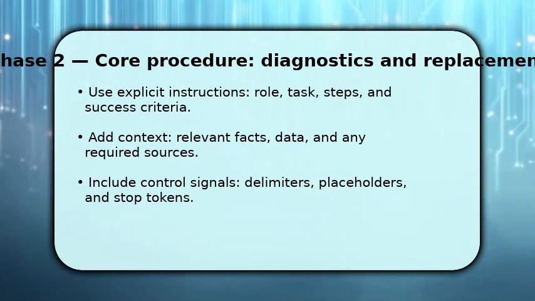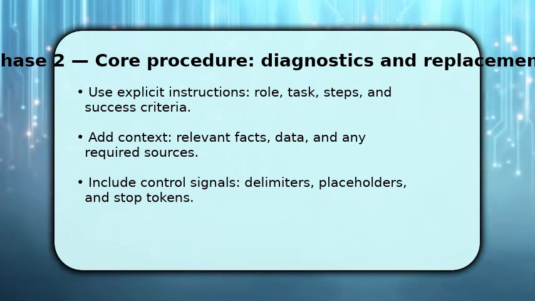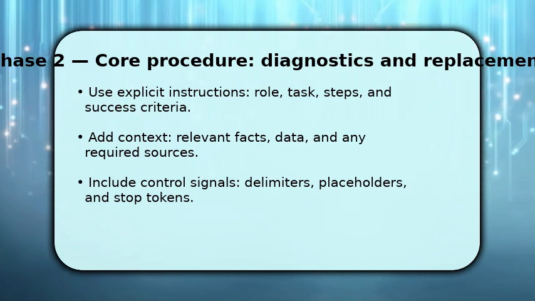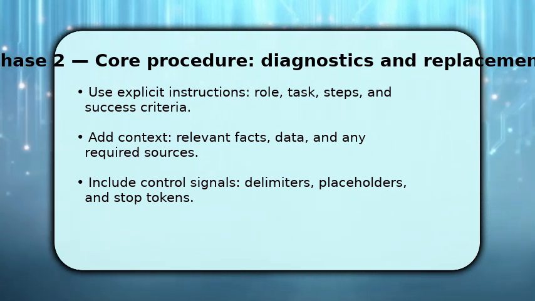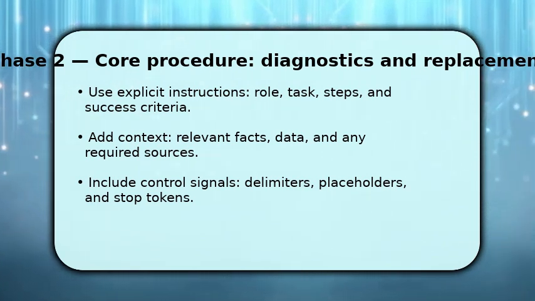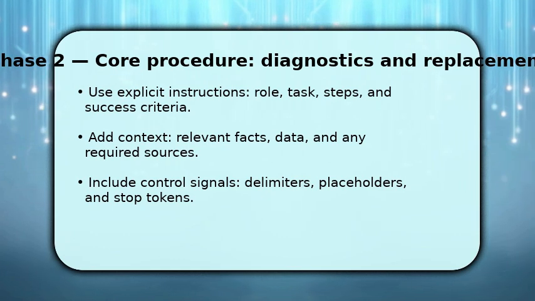Add control signals, delimiters for inputs, placeholders for variables, and a stop token to prevent rambling. Make sure to test one sample. Observe where the model adds irrelevant text, and tighten constraints.